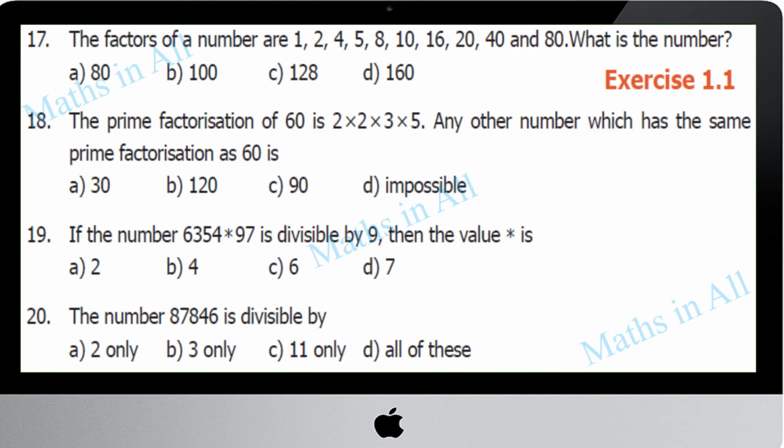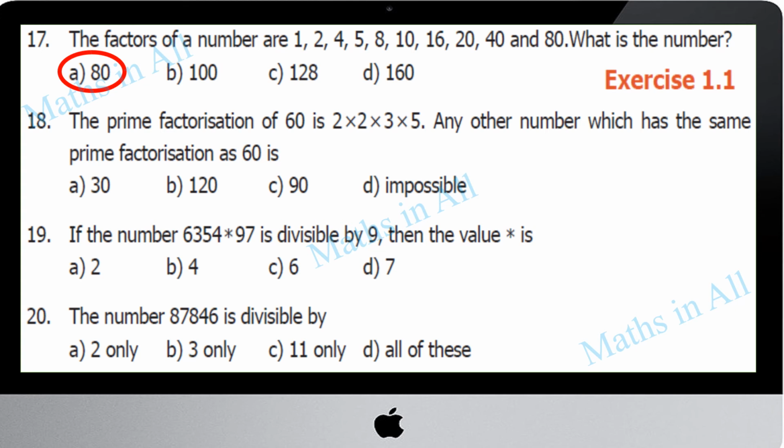17th question. The factors of a number are 1, 2, 4, 5, 8, 10, 16, 20, 40 and 80. What is the number? See, don't worry about this. It's easy. We have already learnt about this as rainbow factors in 5th standard itself, right? See, look at the first and last numbers 1 and 80, isn't it? Then come to the next inner ones, 2 and 40. So sure, 80 is the correct answer, right? So option A, 80, is the correct answer.